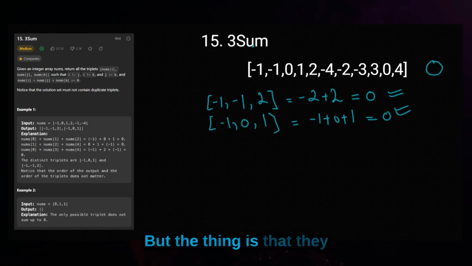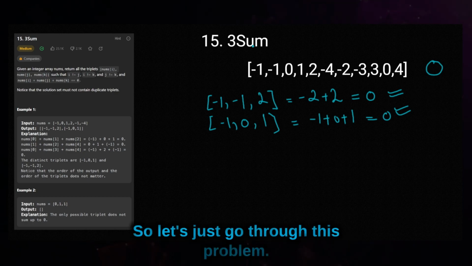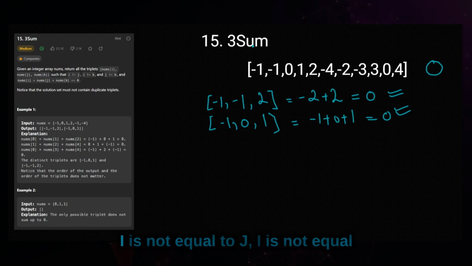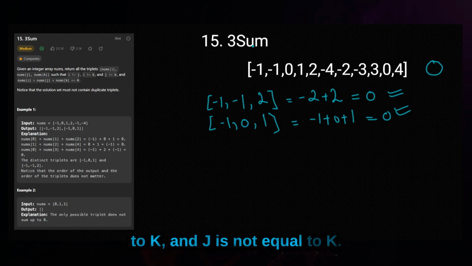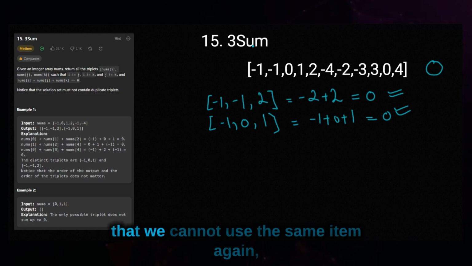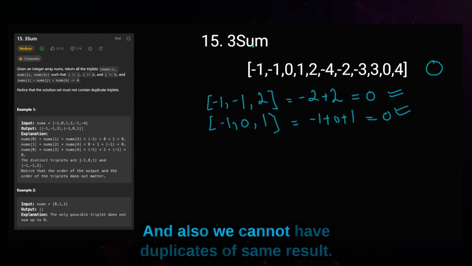But the thing is that they have added some conditions to it. So let's go through this problem. Given an integer array nums, return all triplets such that i is not equal to j, i is not equal to k, and j is not equal to k. What they pretty much mean here is that we cannot use the same item again, and also we cannot have duplicates of the same result.